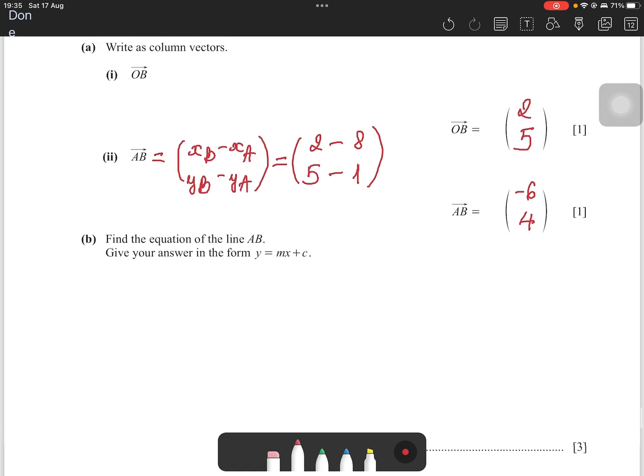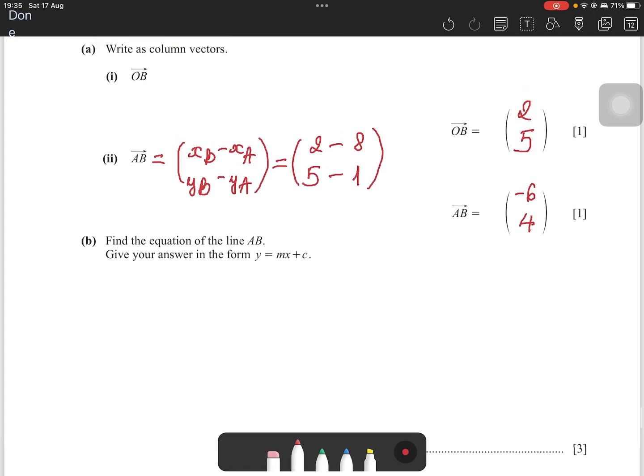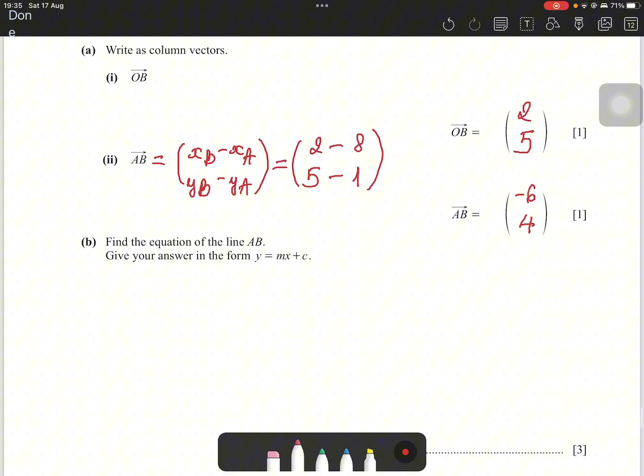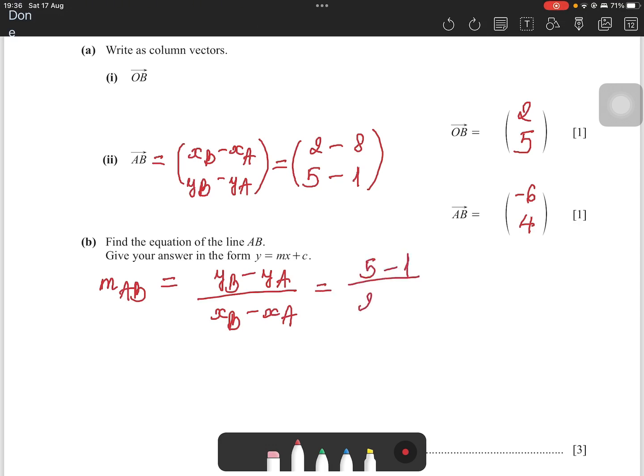B. Find the equation of the line AB. Give your answer in the form y equals mx plus c. So to find the equation of the line AB, we need to find the gradient of AB first. This is equal to the difference in y over the difference in x, YB minus YA over XB minus XA. So this is 4 over negative 6, which is negative 2/3.